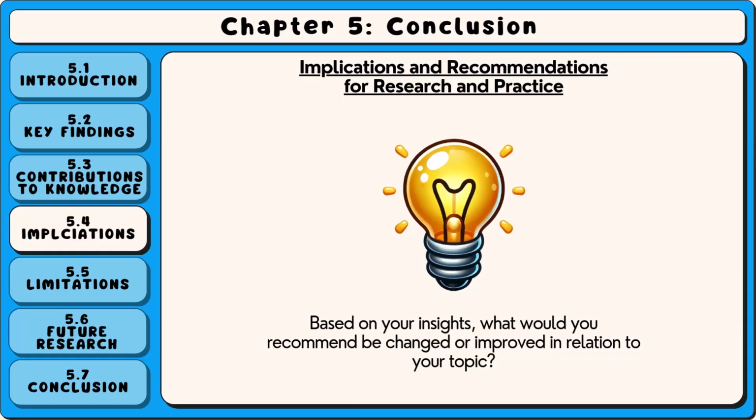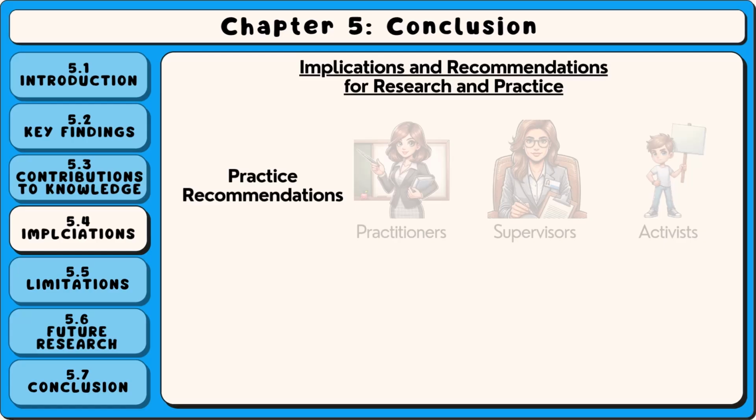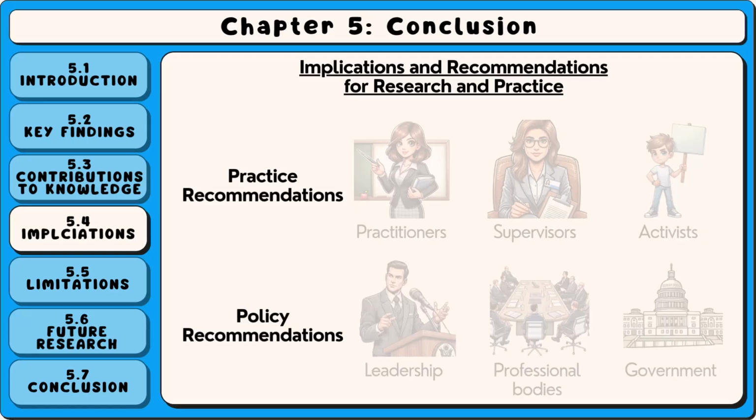Section 5.4 outlines the implications and recommendations for policy and practice. This is not about recommendations for future research, but specifically recommendations for the real world outside of academia. In this section, consider how, based on your new knowledge, insights, and findings, you might recommend there be changes or improvements in relation to your topic. Often this is broken down to practice recommendations and policy recommendations.